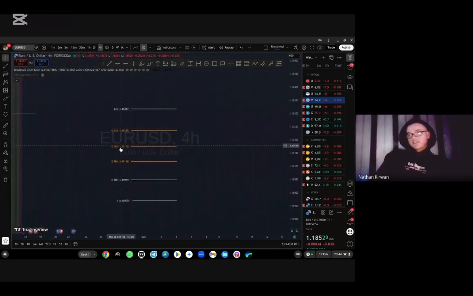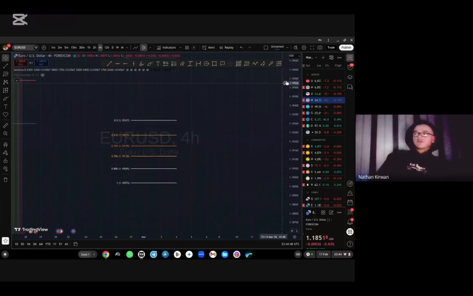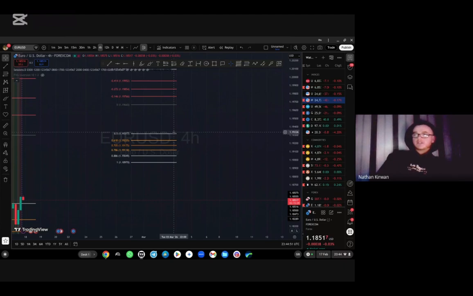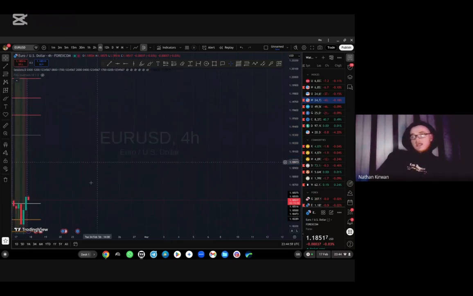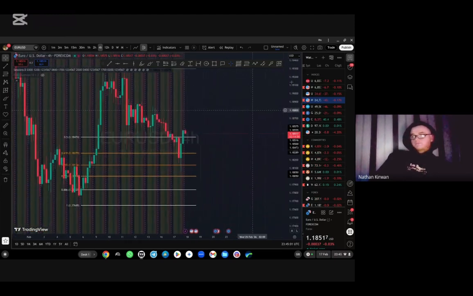0.618, 0.705, and 0.786. Between the 0.618 and 0.786, this is your golden zone. That's why you have it in orange. This is what we call the golden zone. And all this means is, this 0.5 just means that price retraced 50% of the move. 0.618 means price retraced 61.8% of the move. 0.786, same again, 78.6% of the move.